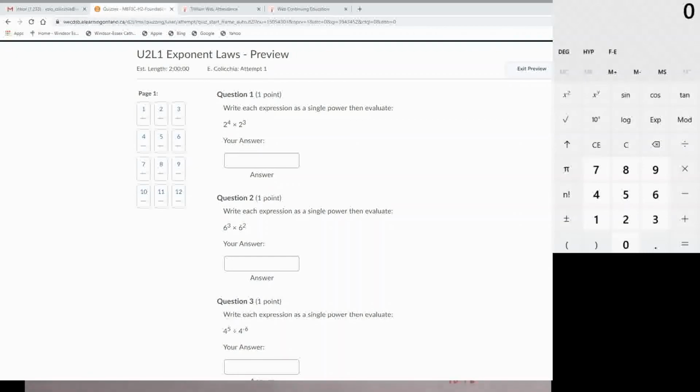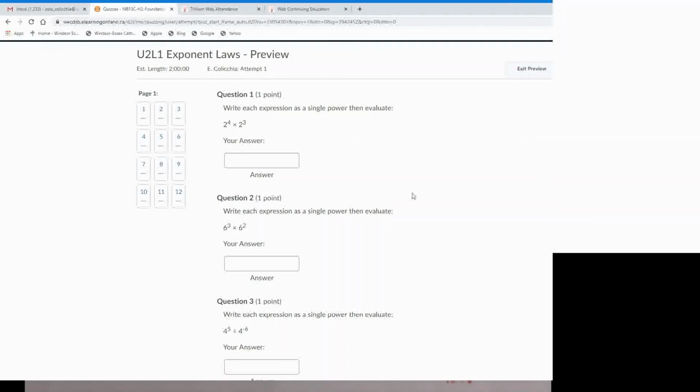So 2 to the power of 4 times 2 to the power of 3 is the same as 2 to the power of 4 plus 3, which is 2 to the power of 7. So 2 to the power of 7 is 128. So I can write my answer as 128 for this question.